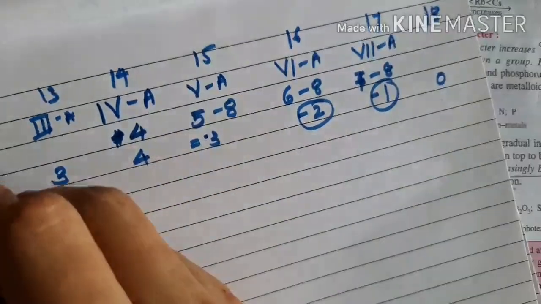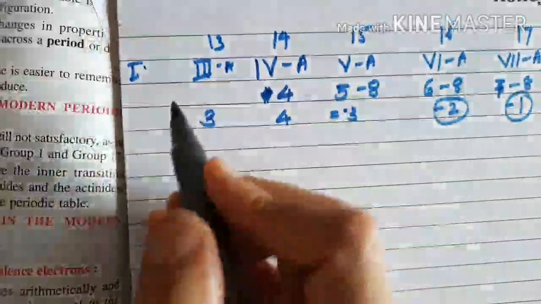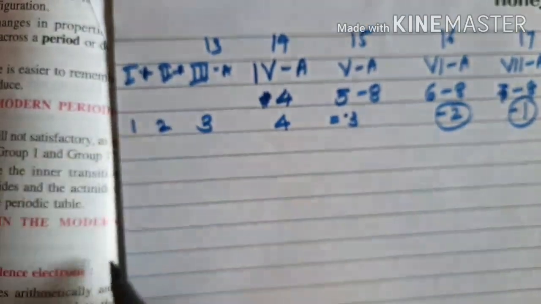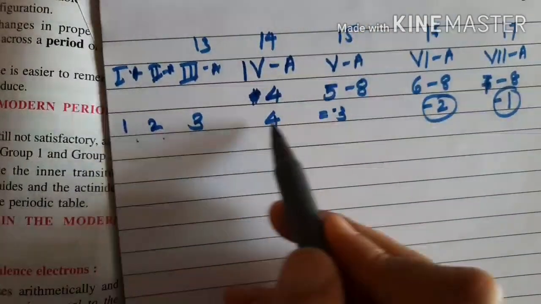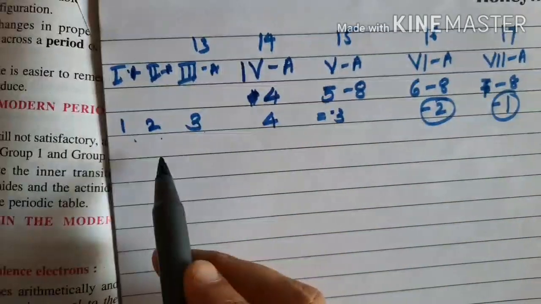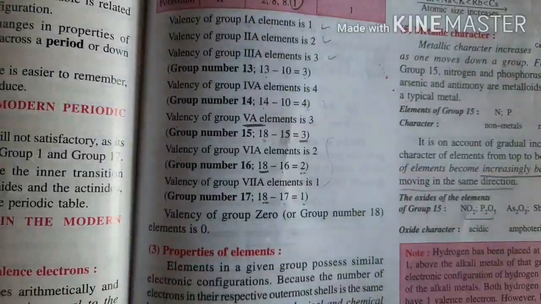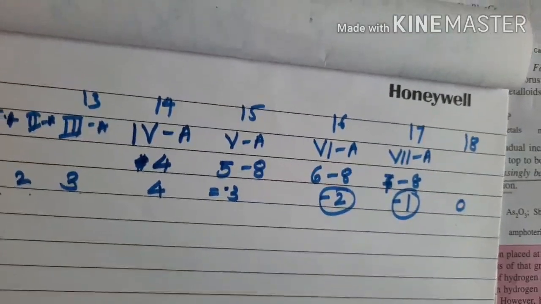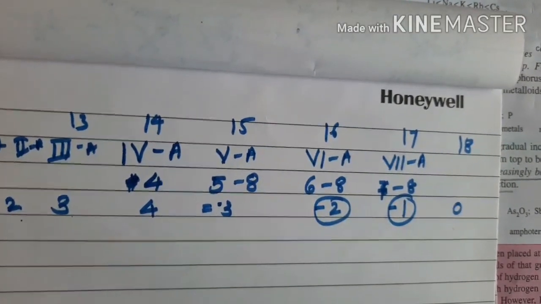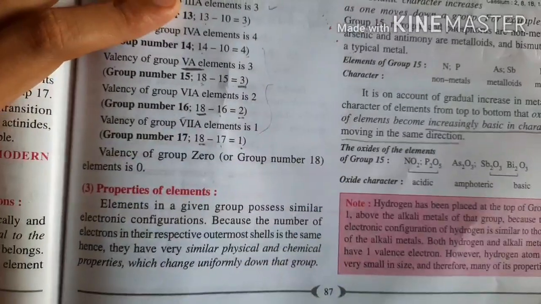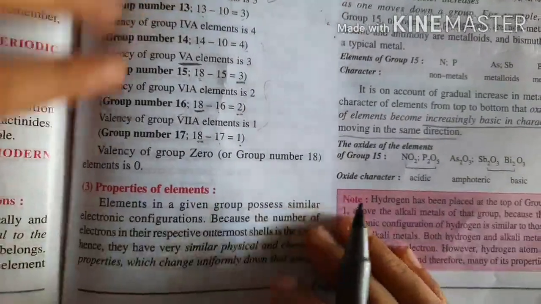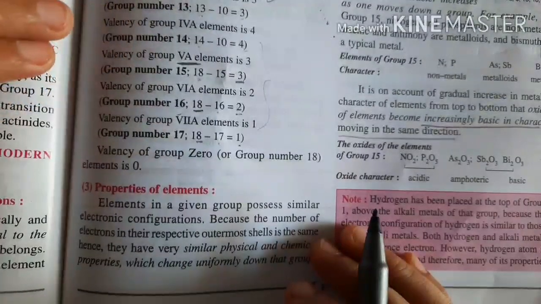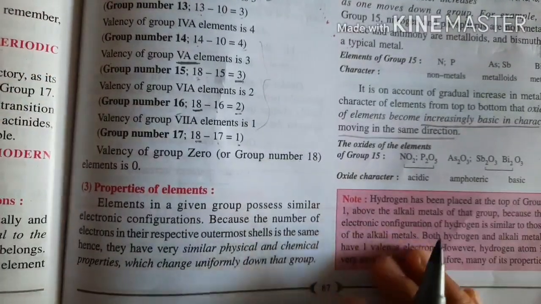About first A and second A, you know very well, 1 and 2. Okay, so 1, 2, 3, 4, have you understood this? So this is the way you can calculate the valency of the particular element of this group. Okay, if you have any doubt, then ask. I hope you understand all this, how to find out the valency from the group number.